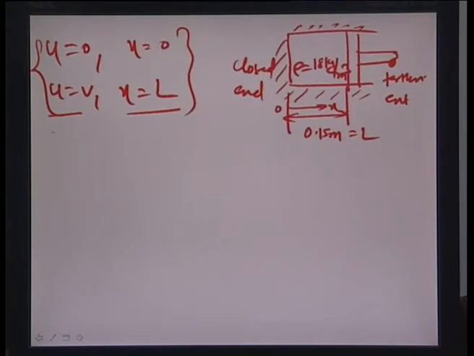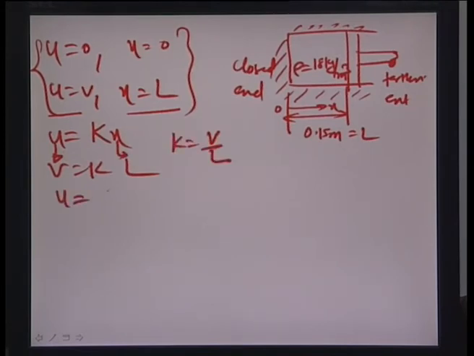We can assume that u is equal to some constant k times x. V becomes equal to kL, because u is v when x is L, or k becomes v by L, and so u is again vx by L. That is how u is. So, at x equal to 0, u is 0, and at x equal to L, u is equal to v. All said and done, this is what the velocity equation is in terms of x.